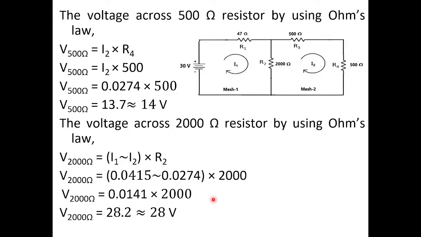So we have determined the voltage drop across all the resistors. Total how many resistors are there in the given circuit? Can anyone mention in the chat box? 1, 2, 3 and 4. I have written here R1, R2, R3, R4. Total 4 resistors, and we have determined the voltage drop across each and every resistor.